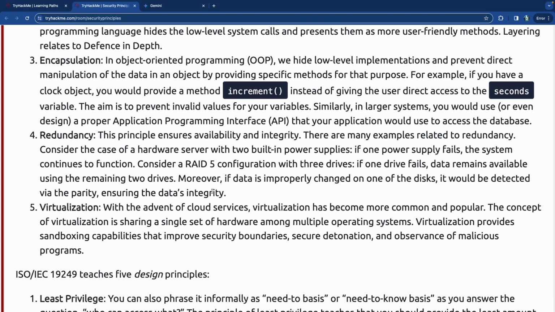Redundancy. This principle ensures availability and integrity, and we use this a lot. There are many examples related to redundancy. Consider the case of a hardware server with 2 built-in power supplies. If one power supply fails, the system continues to function because there is a redundant power supply. Consider a RAID 5 configuration with 3 drives. If one drive fails, the data remains available using the remaining 2 drives. Moreover, if data is improperly changed on one of those disks, it would be detected via the parity, ensuring that the data's integrity is intact, right?